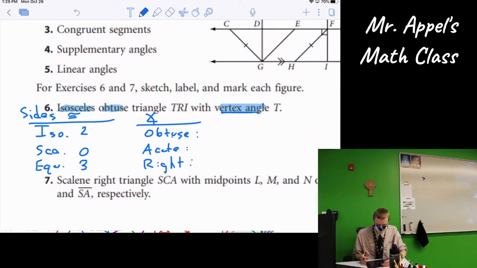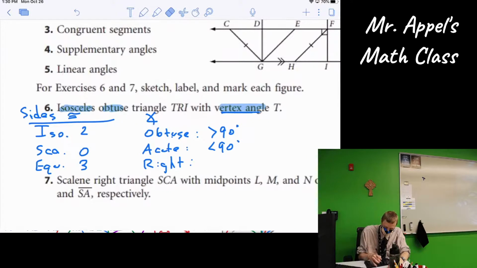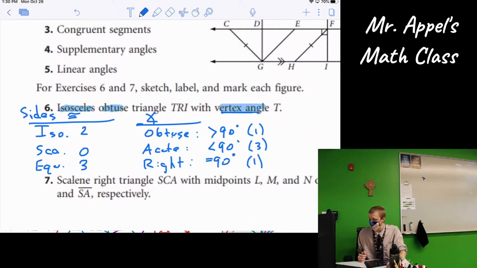Greater than 90, Carlos says. Yes, greater than 90 degrees. That is to say, one of the angles is greater than 90. This, of course, applies to one angle. Acute means less than 90. Actually, let me put that number over here, because only one of them can be more than 90. Otherwise, you don't end up with a triangle. In an acute, all 3 of them will be less than 90. And in a right, you have one of them is exactly 90 degrees.